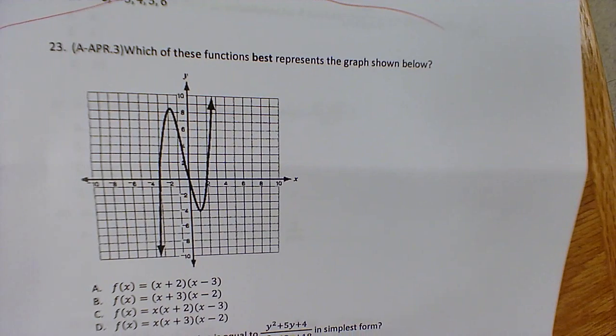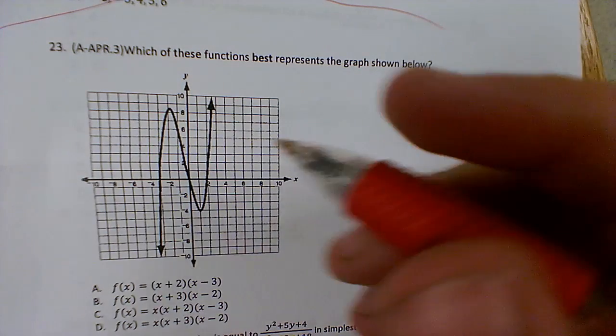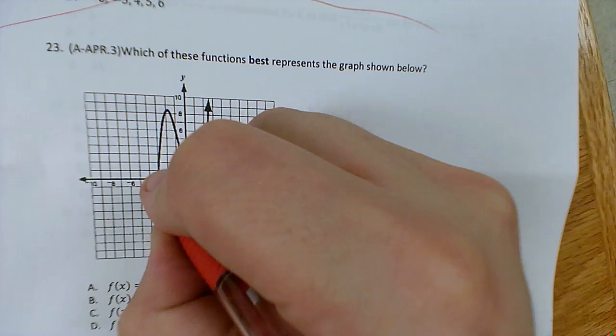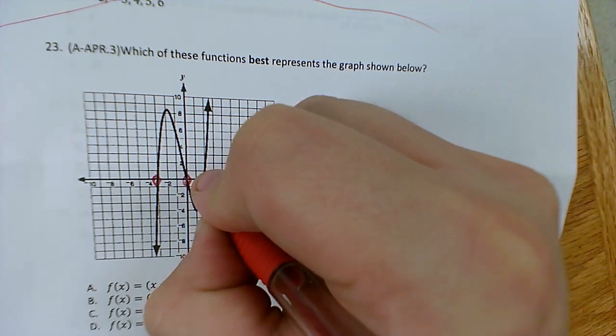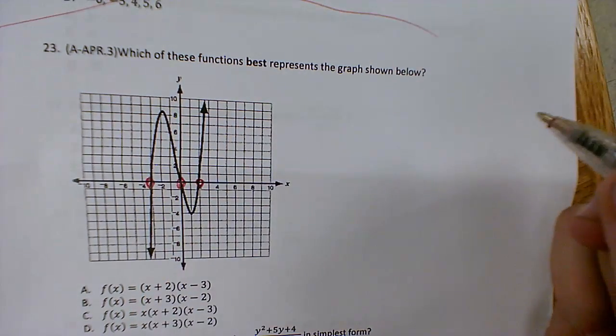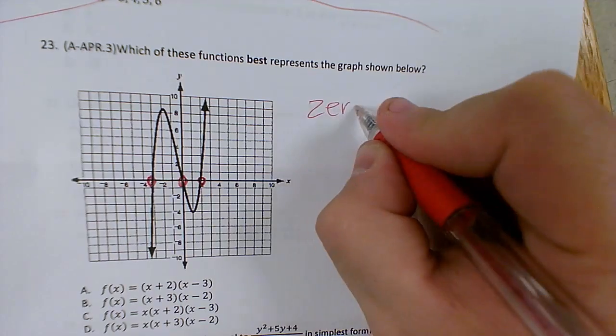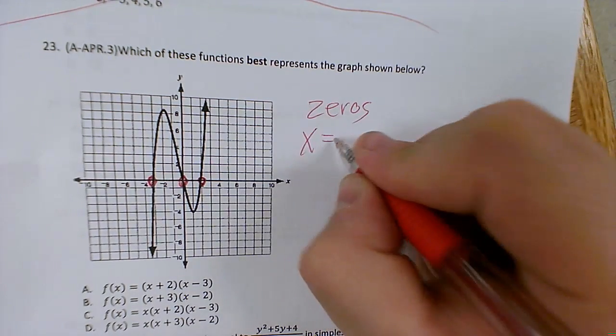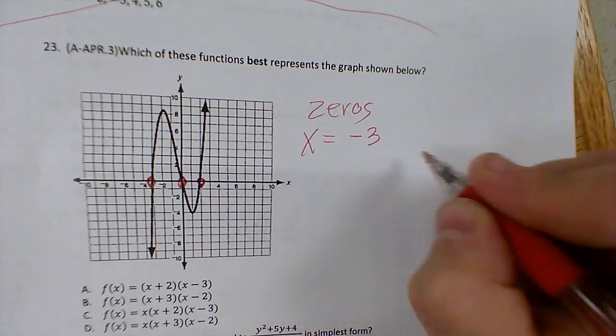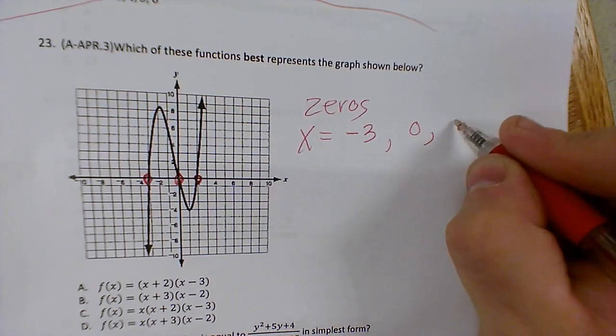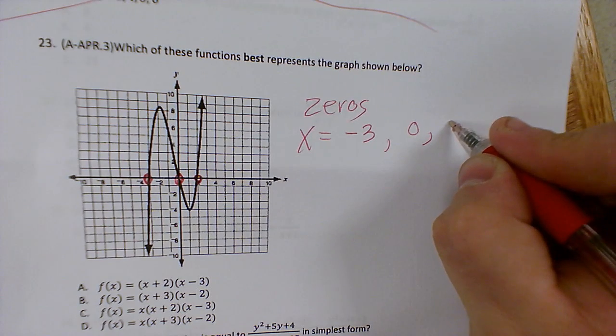So which of the following functions represents the graph below? Now we've already done a few problems earlier that are very similar to this, but this time we actually have the graph in front of us. So these points here are what's going to help us figure out what the zeros are of this function. So the zeros are x equals -3, 0, and 2.